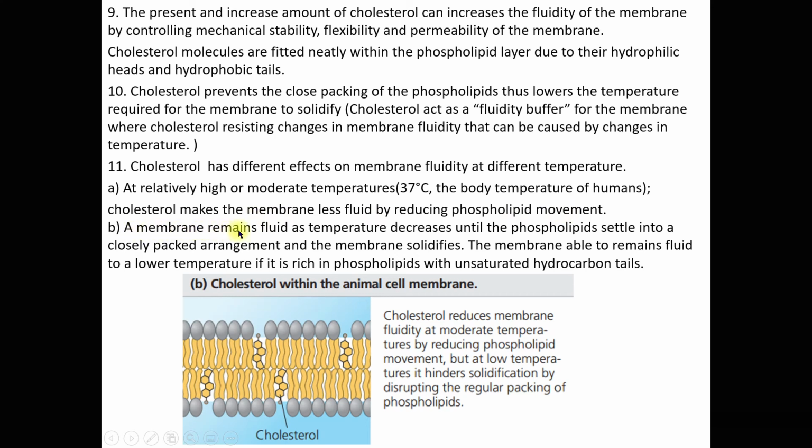A membrane remains fluid as temperature decreases until the phospholipids settle into a closely packed arrangement and the membrane solidifies. So the membrane is able to remain fluid to a lower temperature if it is rich in phospholipids with unsaturated hydrocarbon tails. Okay, so maksudnya even at low temperature pun, plasma membrane kamu tu masih lagi fluid.